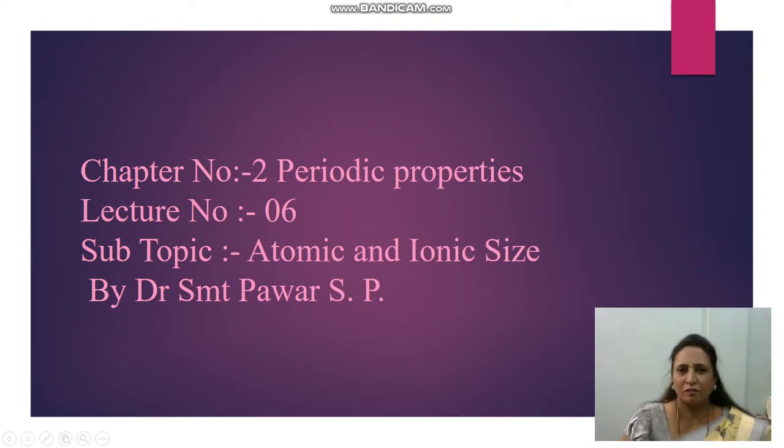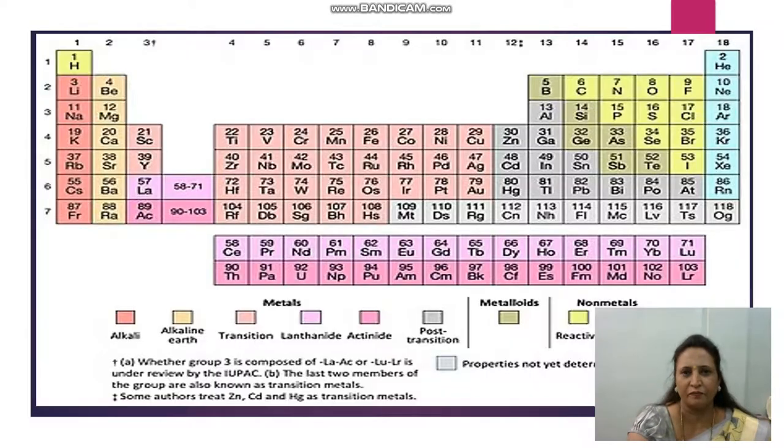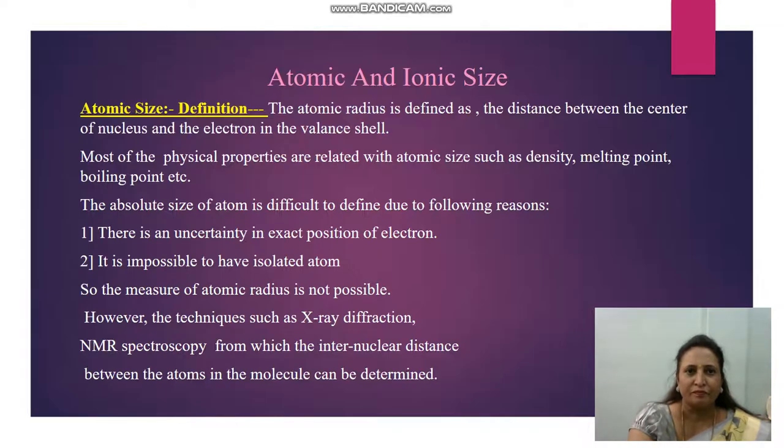Now this is lecture number 6 from second topic, periodic properties, and subtopic is atomic and ionic size. Now this is a periodic table which includes elements from S block at the left side, P block at the right side, in the middle there is D block elements, at the bottom of the periodic table there is F block elements. So these are the elements placed in the periodic table, their situation. Now let's see what is meant by atomic size.